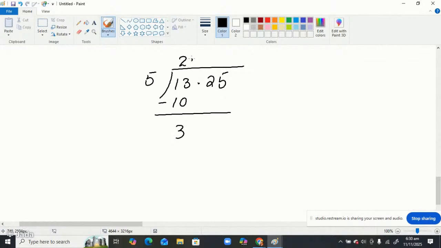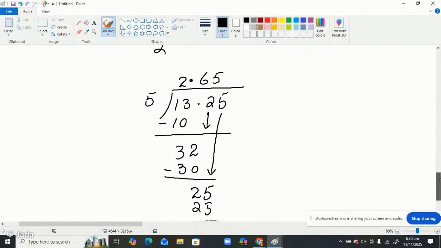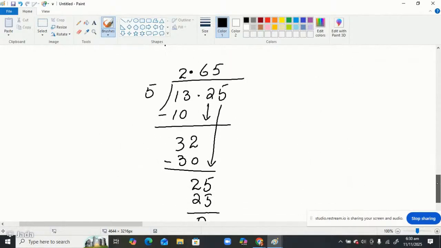Now this decimal point just goes up. Bring down the 2. 5 times 6 is 30. Now 32 minus 30 is 2. Bring down this 5. 5 times 5 is 25. I'm going to repeat this question again, because we have done a lot of questions. That's why I'm just going to solve it in a hurry.